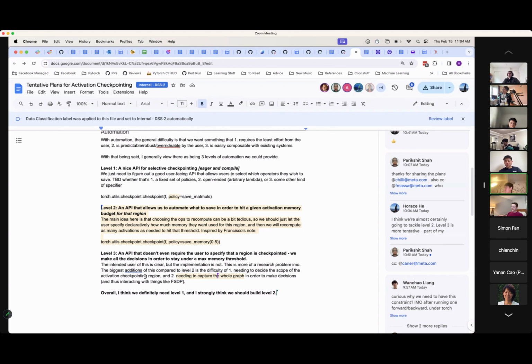I mean, in this case, for example, you can always fall back to just full activation checkpointing, which would allow you to run your thing without ooming, although with different computational properties.